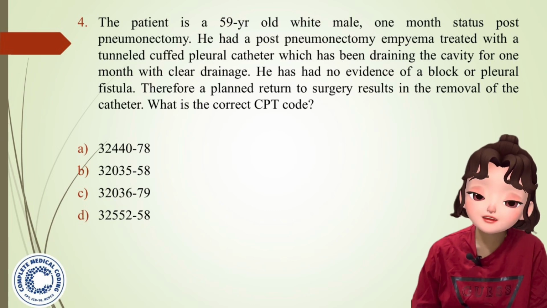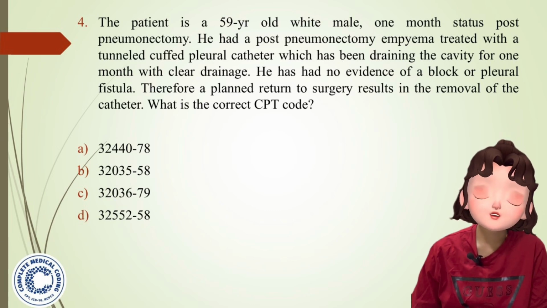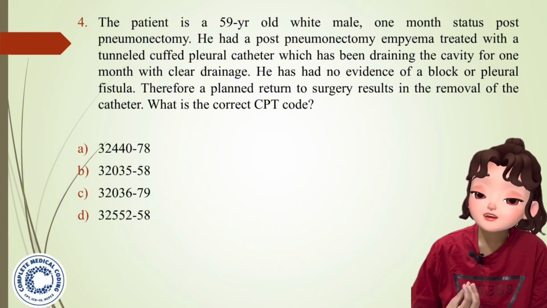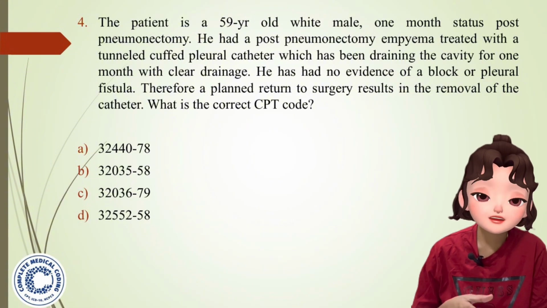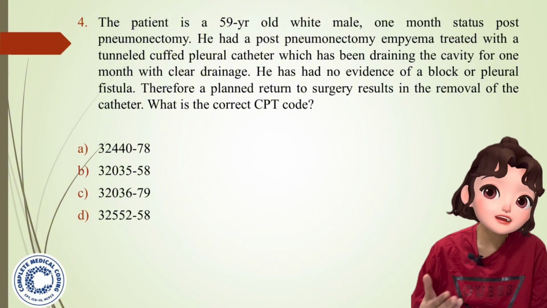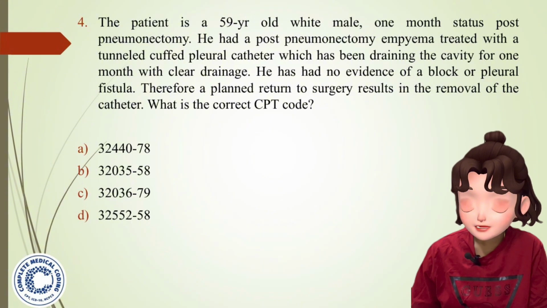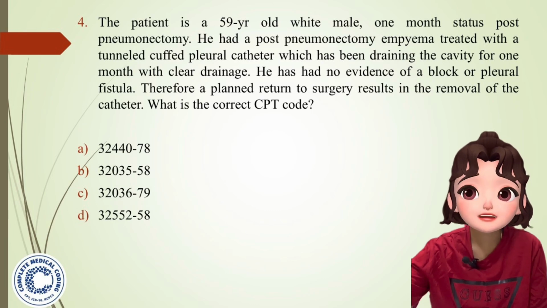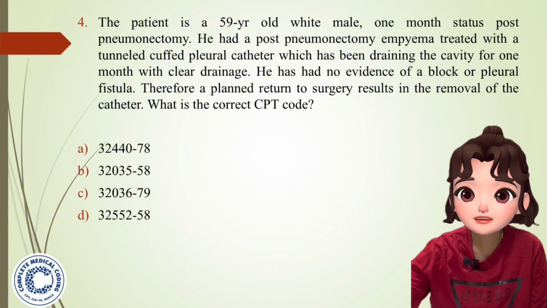What is the procedure carried out here? Pneumonectomy is not the procedure that we need to code, and thoracostomy is not the procedure that we need to code. Instead, what is the last line in the question? A planned return to surgery results in the removal of catheter. So removal of catheter is what we need to code here. So 32552, removal of indwelling tunneled pleural catheter with cuff. That is what we need to code here.